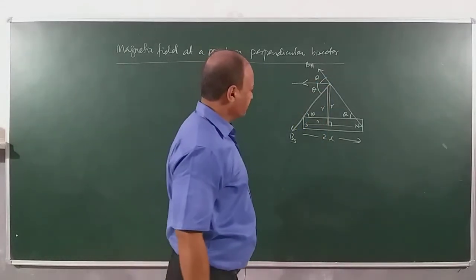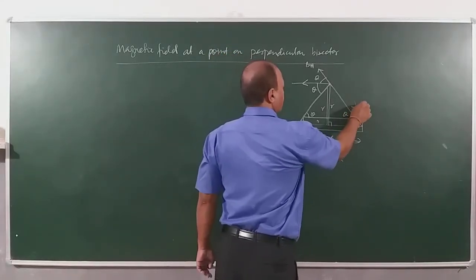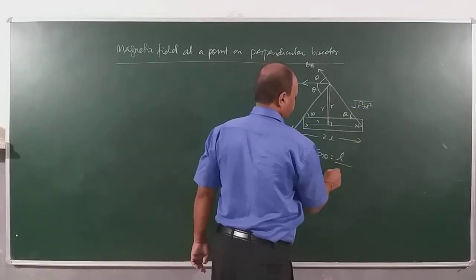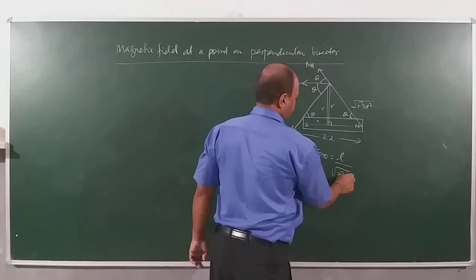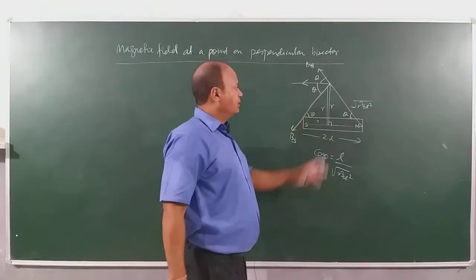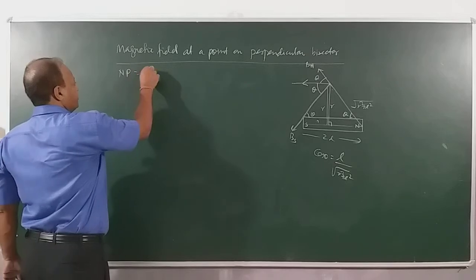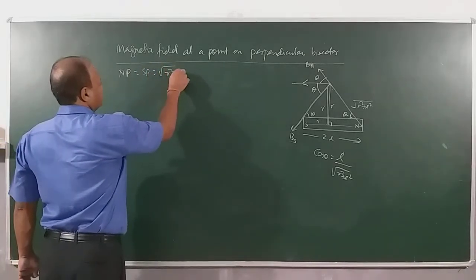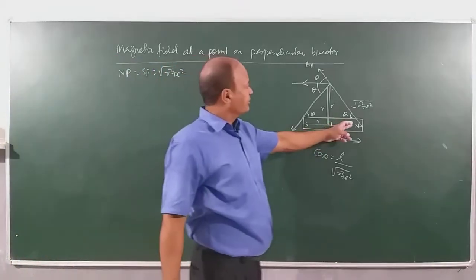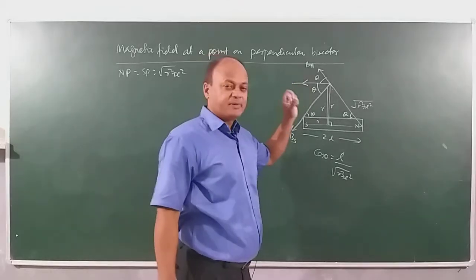From the given diagram you can see that cos theta will be equal to base by hypotenuse, that is l by root over r square plus l square. Clear? Now from the diagram, children, NP will be equal to SP, which is root over r square plus l square, right. The field due to the north pole is away, and due to the south pole is towards it. These two fields will be superimposed to produce the net magnetic field.